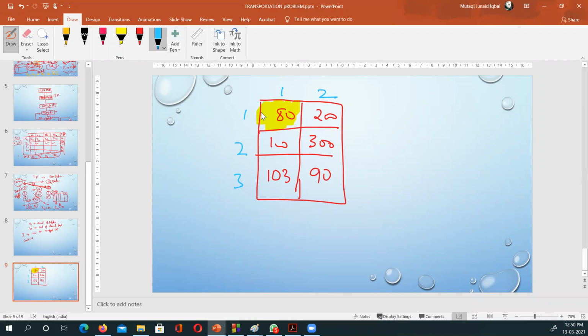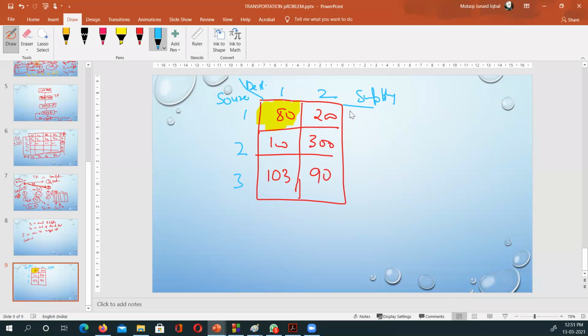So how many suppliers we have? On the factory side, how many suppliers we have? Tell me, because this is source and this is destination. How many suppliers are there in this problem? 3. Very good. How many destinations we have? 2. And in this side we have the supply constraint.